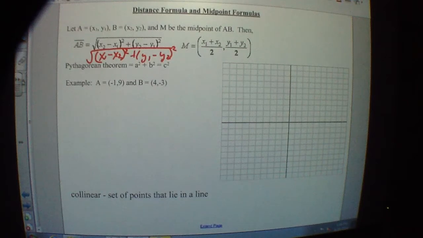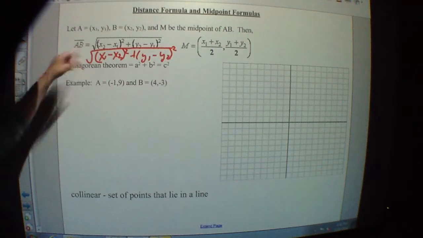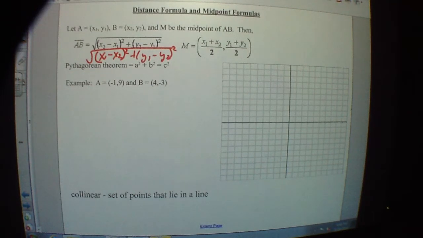coordinates and divide by 2. The second coordinate, take the sum of your y's and divide it by 2. So it's basically the average of the two numbers. And really, this right here is the Pythagorean Theorem. And let me show you why with the graph.